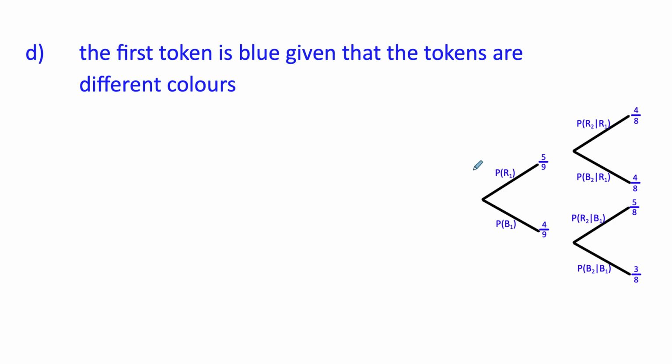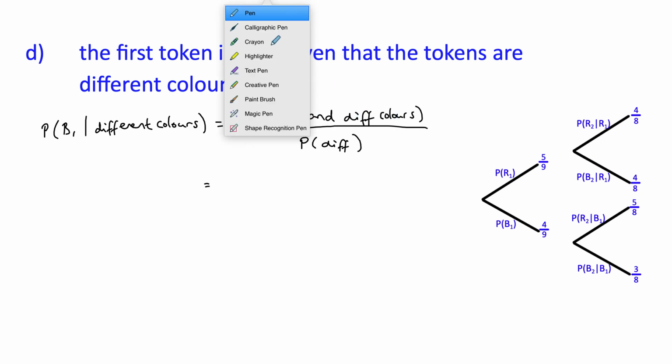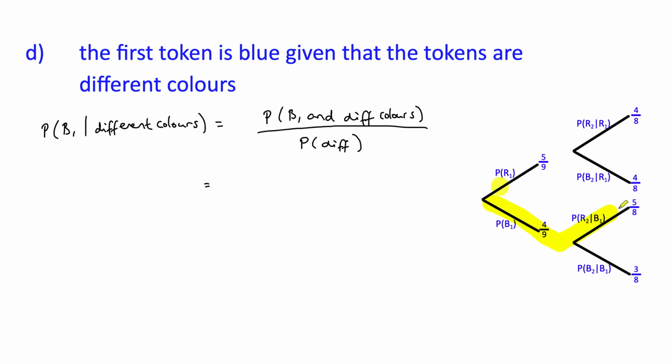And then for the last part, I have the probability that the first token is blue given that the tokens are different colours. So the probability of blue 1 given different colours. Again, if we use the formula, we need the first one to be blue and them to be different colours, divided by the probability that they're different colours. How can we get the first one to be blue and them to be different colours? Well, that's just going to be blue 1 and red 2.